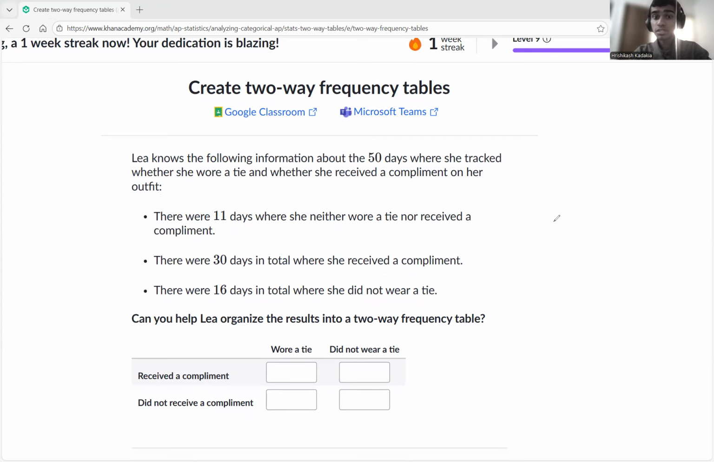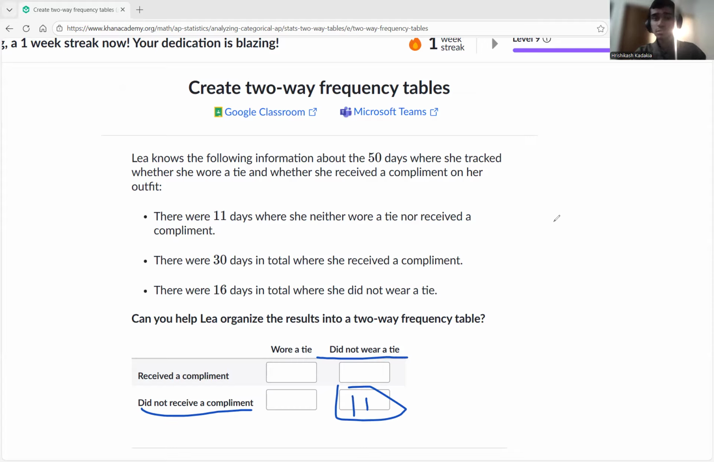There are 11 days where she neither wore a tie nor received a compliment. So what does this mean? 11 days where she did neither of them. She did not receive a compliment, and she didn't wear a tie either. So where do they match? They match over here: did not wear a tie, did not receive a compliment. Neither of them. We just fill in 11.